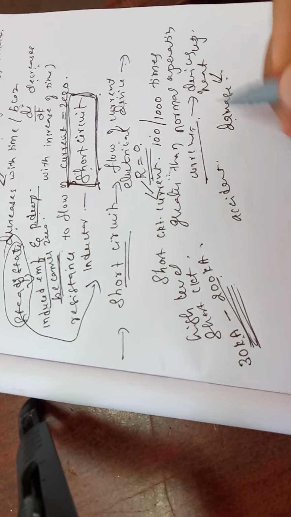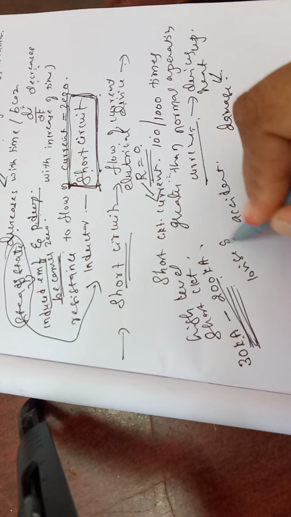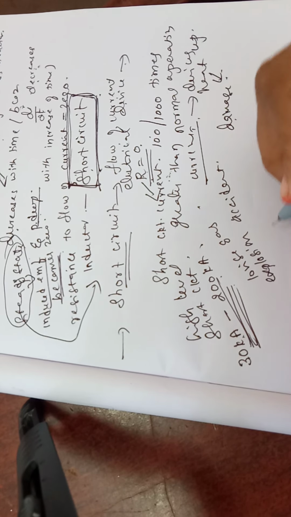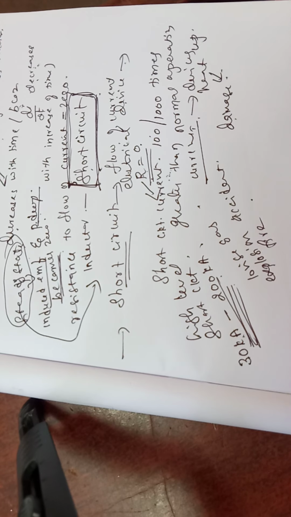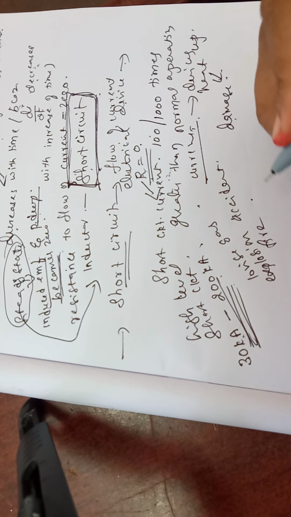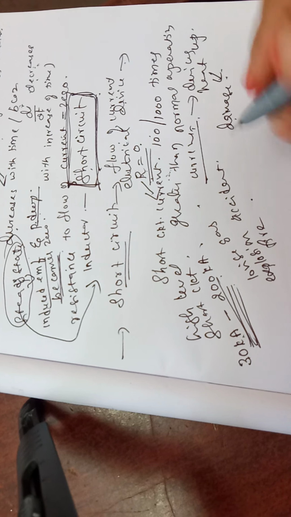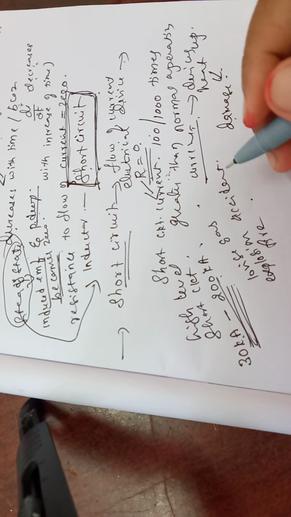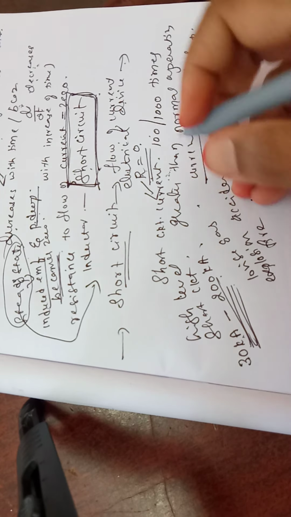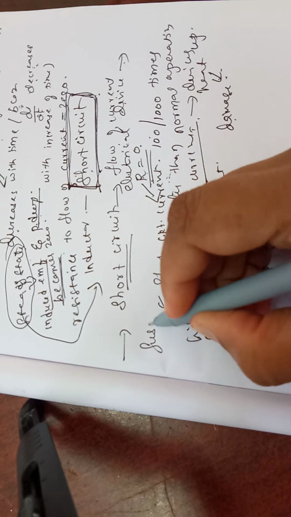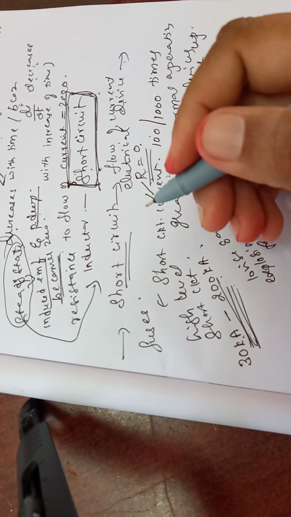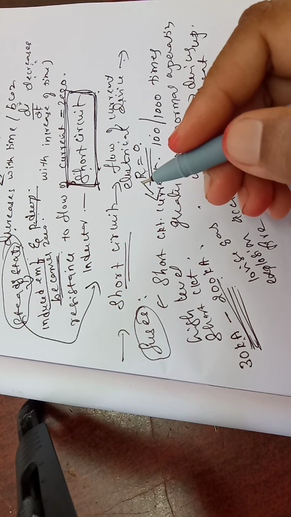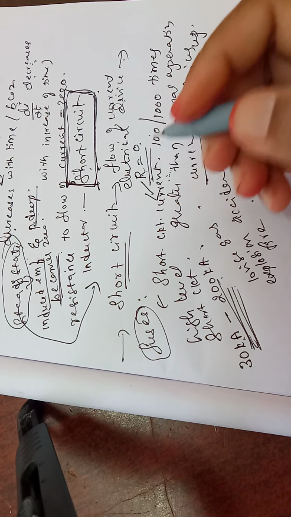Even this short circuit current will ionize the gas. Explosion will take place. Fire will take place. So many dangerous things may happen due to short circuit current. Then how to avoid this short circuit? By using fuses. We will reduce the short circuit current by using fuses.